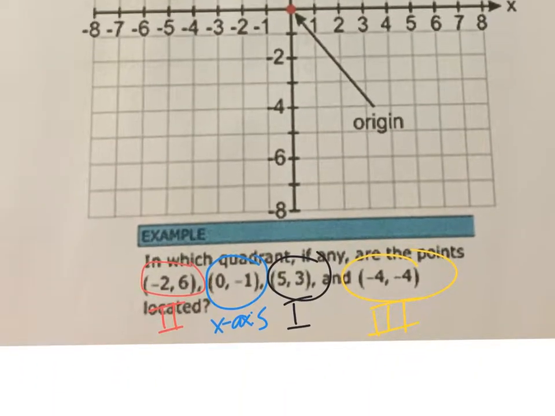Just kidding. You all failed my test. 0, -1 should be on the y-axis. I knew that this whole time. I was just testing you.